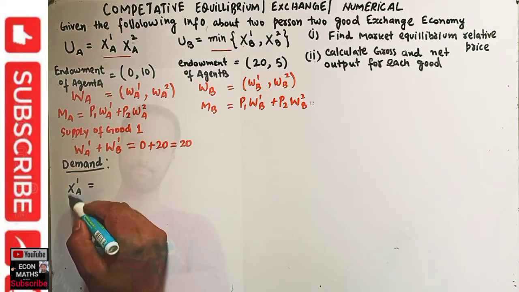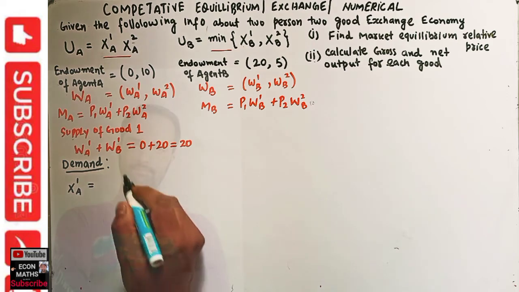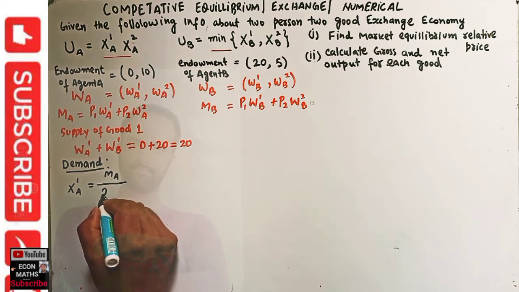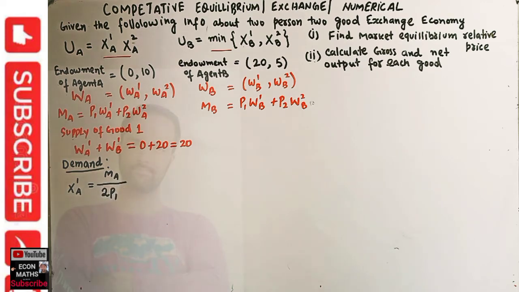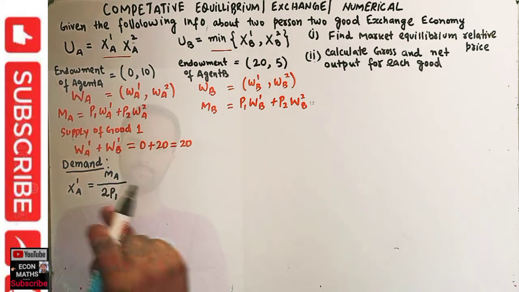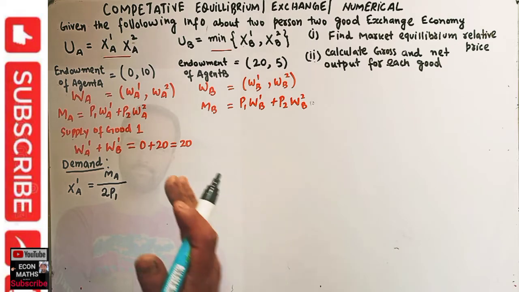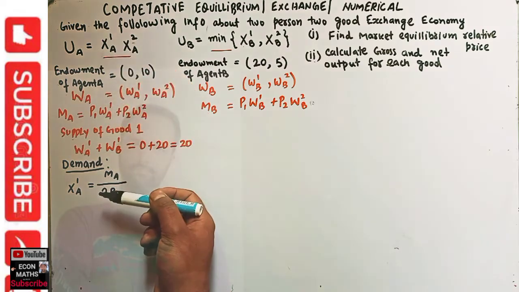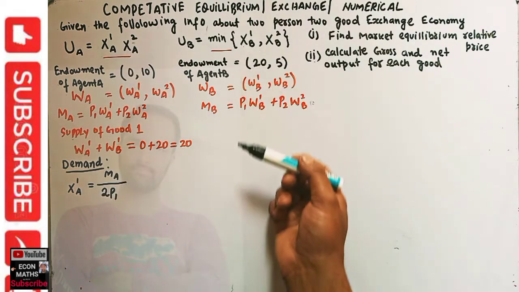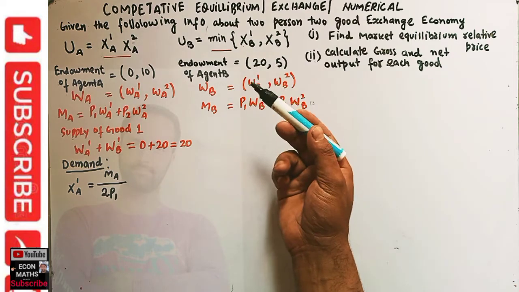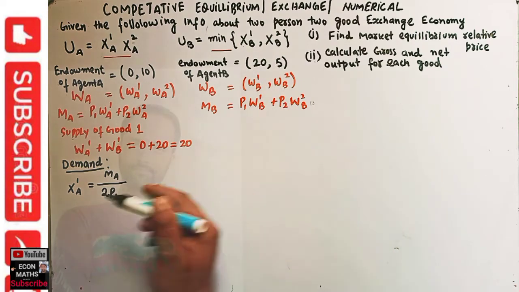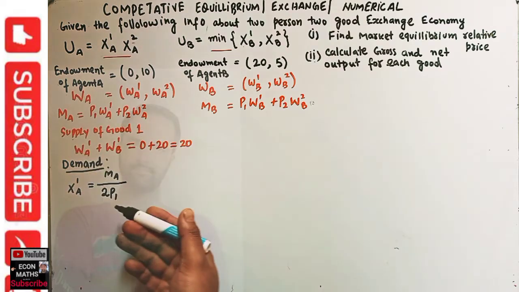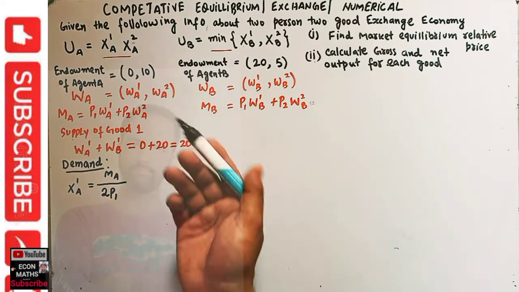So this is the demand function of good 1 by person A: total income of person A upon 2P1, that means price of good 1. How did I get this? Simple thing, I will add the video on how to find the demand functions from Cobb Douglas utility function and minimum, what we call Leontief utility function, in the end of this video, where I will explain how I got this very function. If I try to derive it here, it will take a lot of time and you will not get the idea.